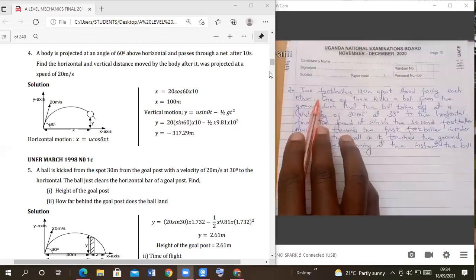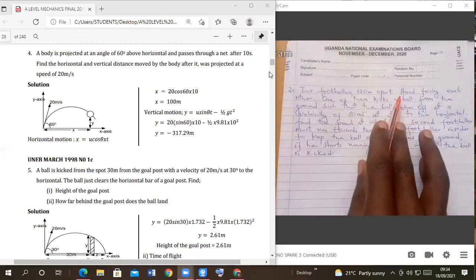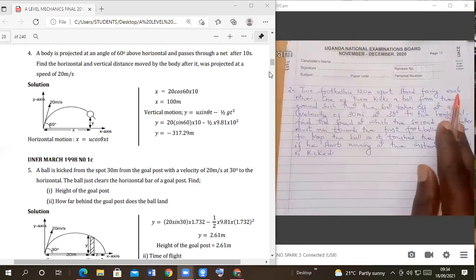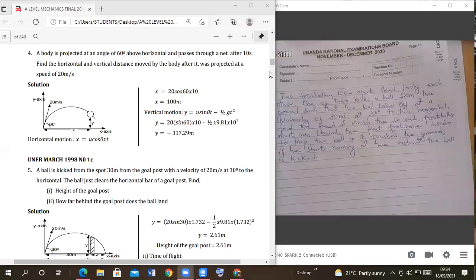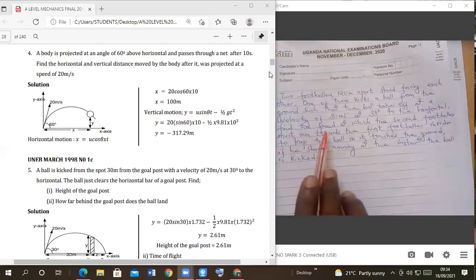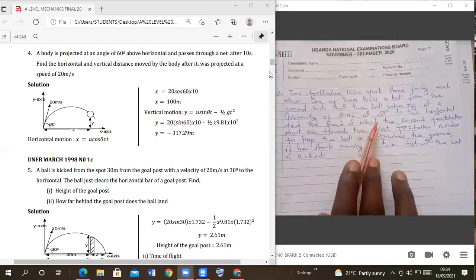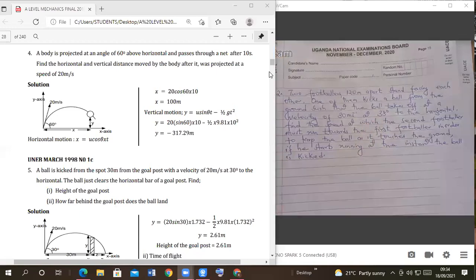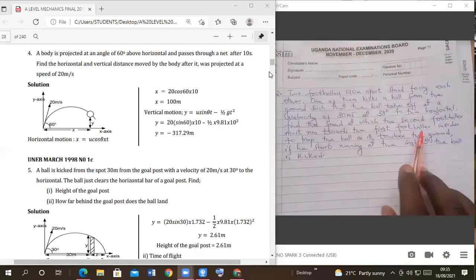What have they said? The two footballers are 100 meters apart, and they are standing facing each other. One of them kicks a ball from the ground, which means the ball is at ground level, such that the ball takes off at a speed. So they have given us the initial velocity. The initial velocity was given to be 30, which means the ball must be inclined. The angle of elevation of the ball should be 38 degrees to the horizontal. Find the speed at which the second footballer must run towards the first one.